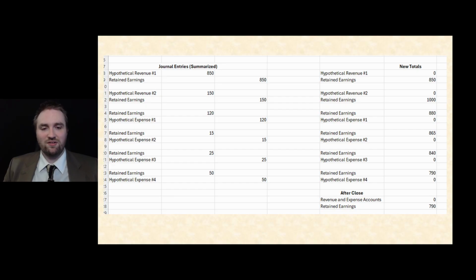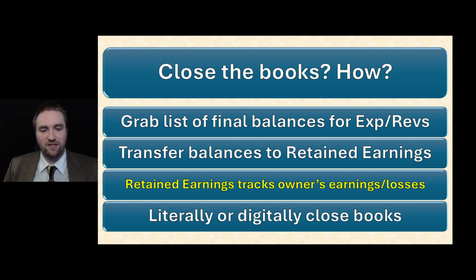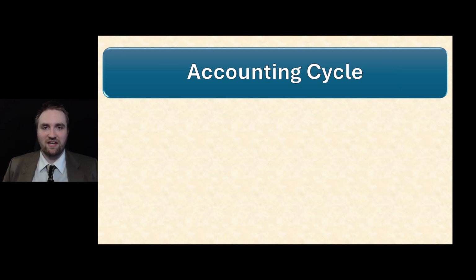As highlighted earlier, by closing revenue and expense accounts for the period into retained earnings, you add that period's net income or subtract that period's net loss from owner's equity. After doing this, your books are prepared for the new period and you can literally close your books if you're doing them physically, or digitally if you're doing them with software. Alright, that's the accounting cycle.